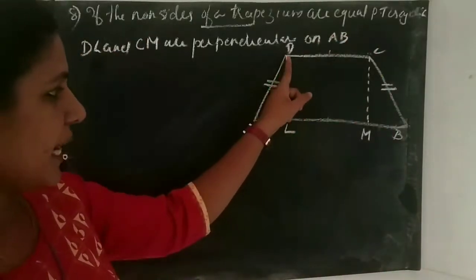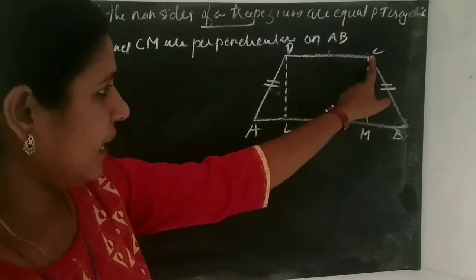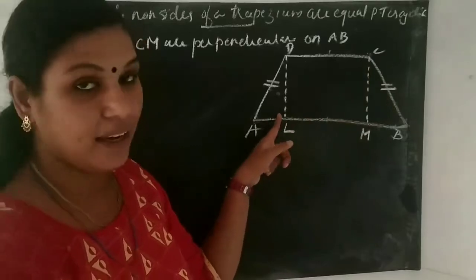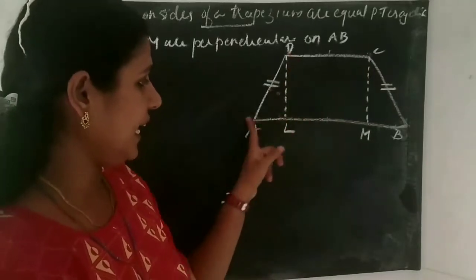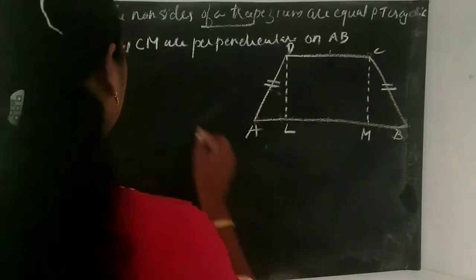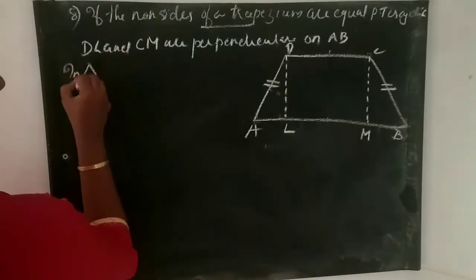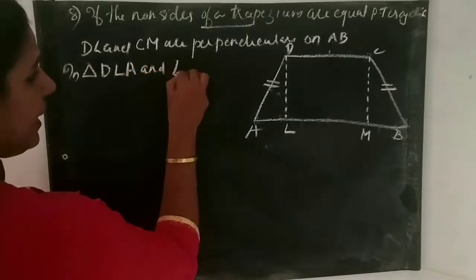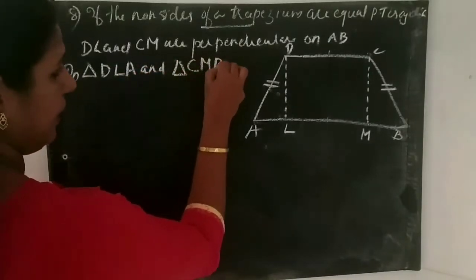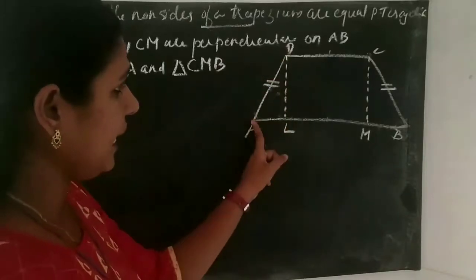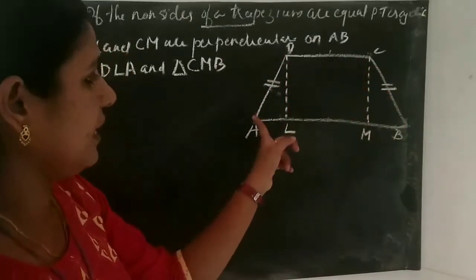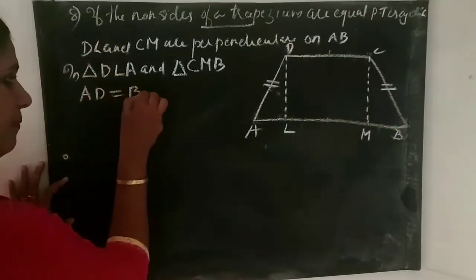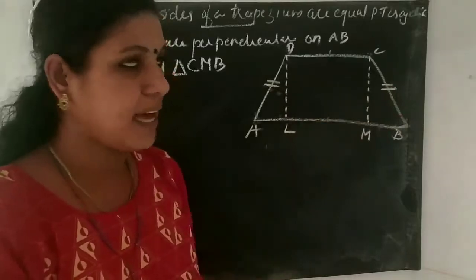Now we get two triangles, that is DAL and CDM. Because of this 90 degrees, we can write DLA and CMB. Then, considering the two triangles, triangle DLA and triangle CMB, you can say that AD equals BC, isn't it? AD equals BC. Two non-parallel sides are equal.